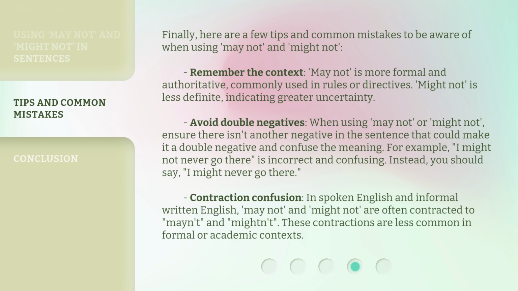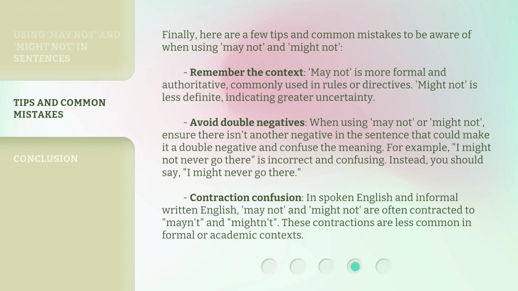Avoid double negatives. When using may not or might not, ensure there isn't another negative in the sentence that could make it a double negative and confuse the meaning. For example, I might not never go there is incorrect and confusing. Instead, you should say, I might never go there.